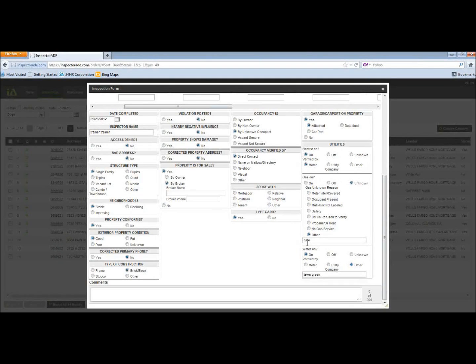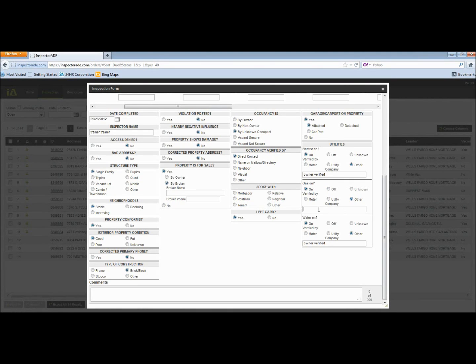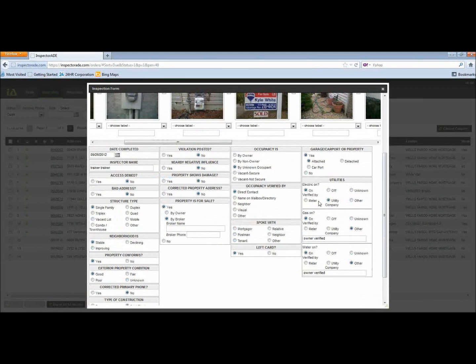In this situation here, it looks like the inspector went and there was a gate preventing them from getting to the meter. So you would say unknown other gate, and I need a photo of that gate. Okay. If you go and the owner is home, then you can say on other and put owner verified here. And then you can copy this and paste it into the other one. So you can say on other, owner verified, on other, owner verified.